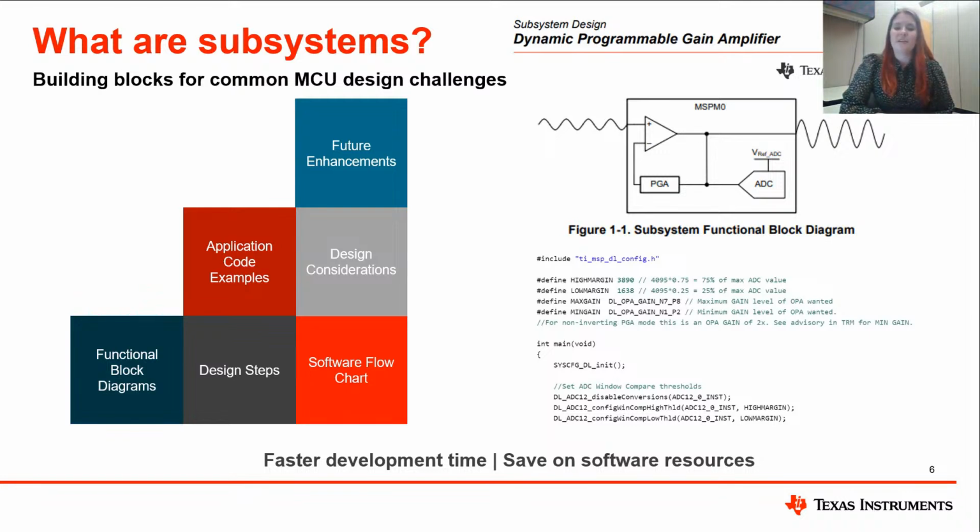While the subsystem code examples are plug and play and fully functional, you can also take the base examples and adapt them and combine them to meet your specific end equipment needs. Overall, the main goal of these subsystem examples is to provide a base to build off of to help you save on software resources. As a result, decreasing the time it takes to get to market.